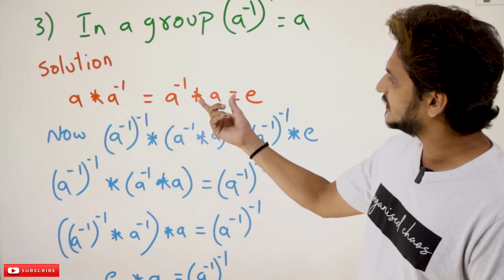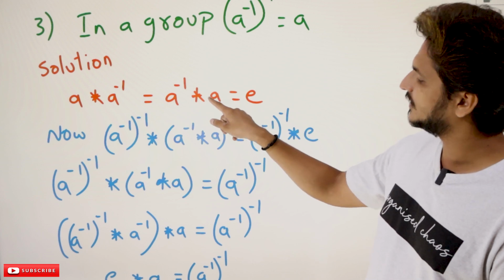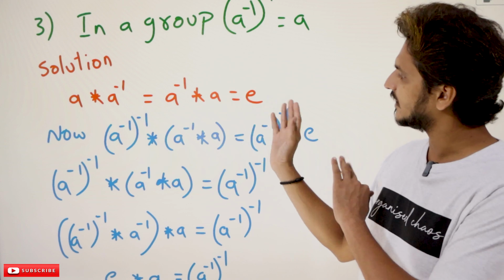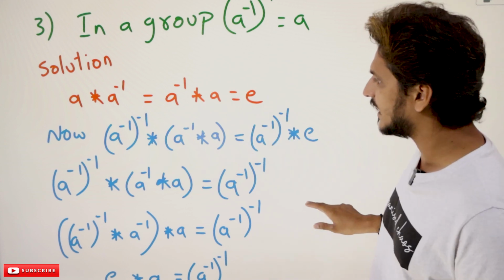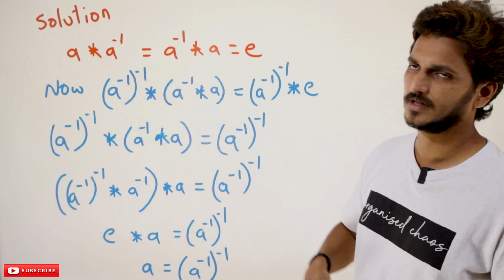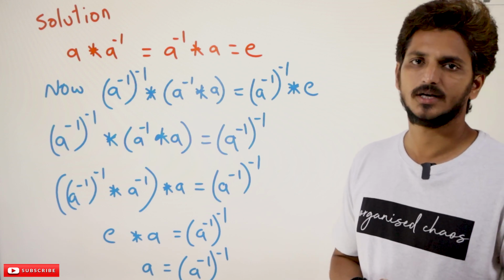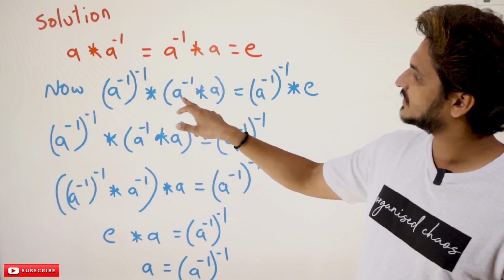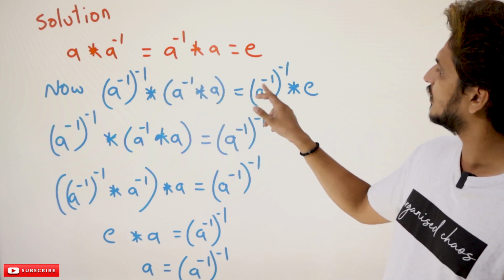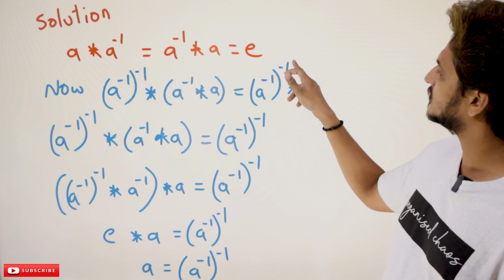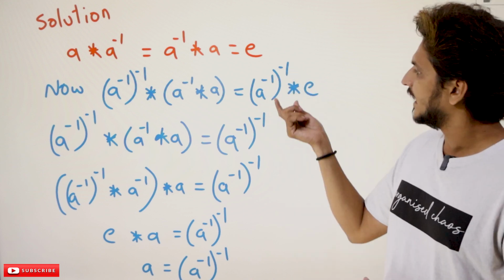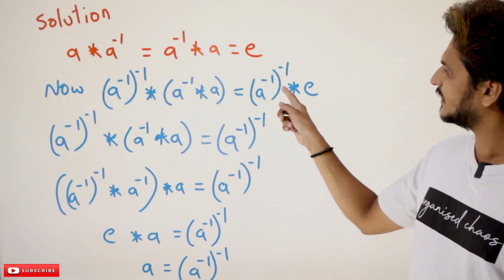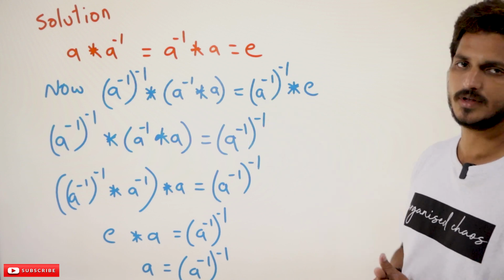Now take A inverse binary operation A equal to E. On both sides, right hand side and left hand side, we are applying A inverse whole inverse binary operation. Nothing wrong with that. A inverse whole inverse binary operation, A inverse binary operation A equals, on the right hand side, A inverse whole inverse binary operation E. Any number binary operation with identity element, we are going to get the same number. That's why on the right we get A inverse whole inverse.